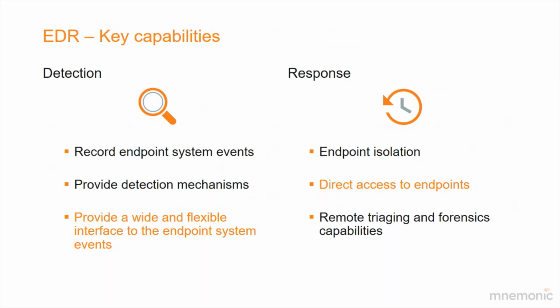Next point, direct access to the endpoint, typically through some kind of shell access, which makes it possible to browse the file system. This is very useful when you're looking for web shells, acquiring specific files, and deploying tools that may aid in the analysis. And lastly, the remote triaging and forensics capabilities, the ability to do it remotely and quickly. This lowers the threshold for performing a more in-depth analysis, even when you're remote.